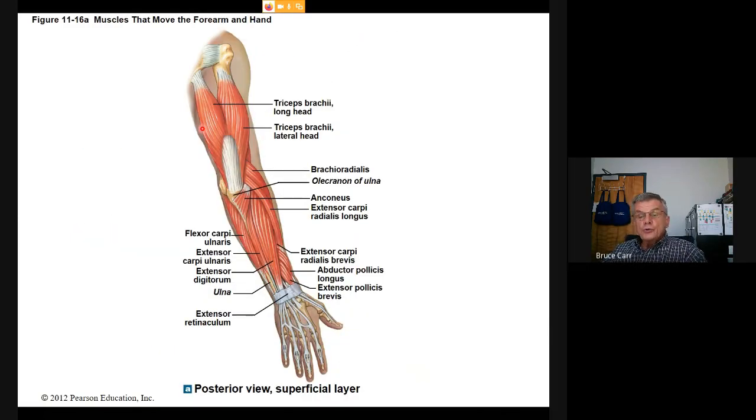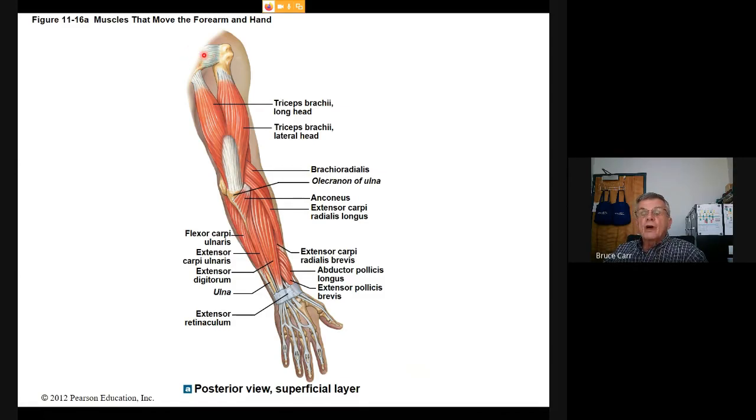Here's a posterior view of the arm showing the superficial layer of muscles. Here is a good shot of the shoulder showing you a ligament. See how the head of the humerus is bound to this particular ridge here on the scapula, stabilizing this joint from the posterior side.